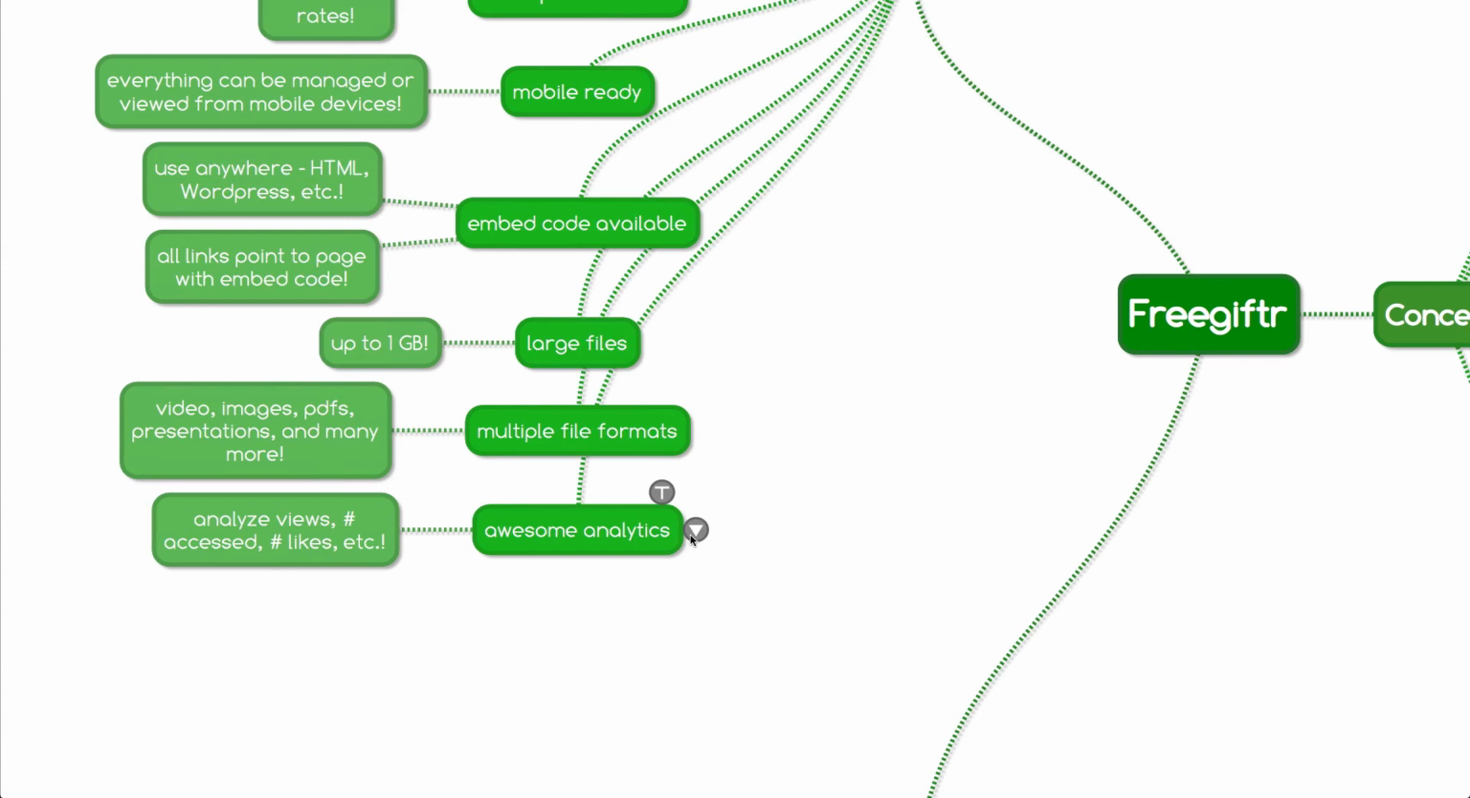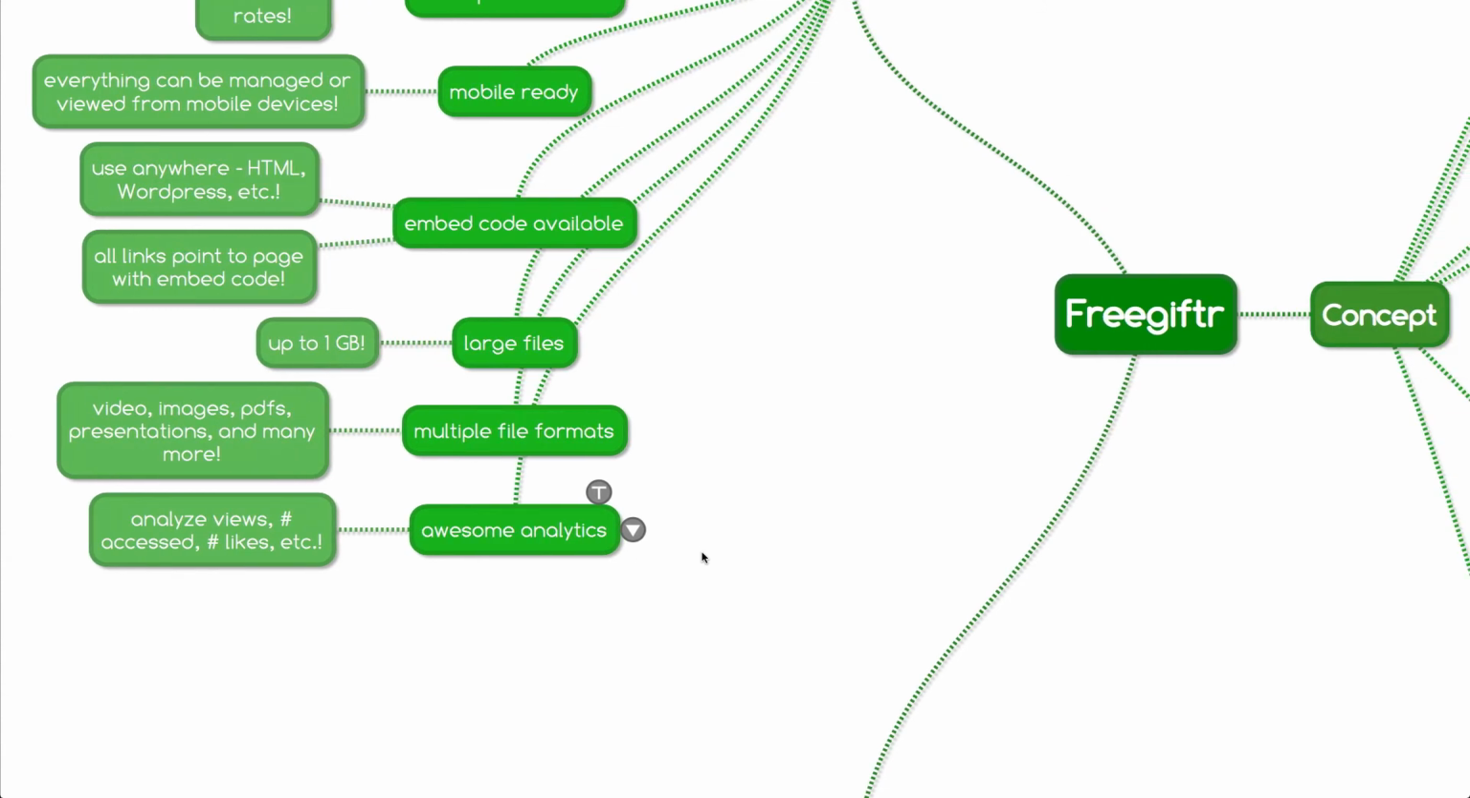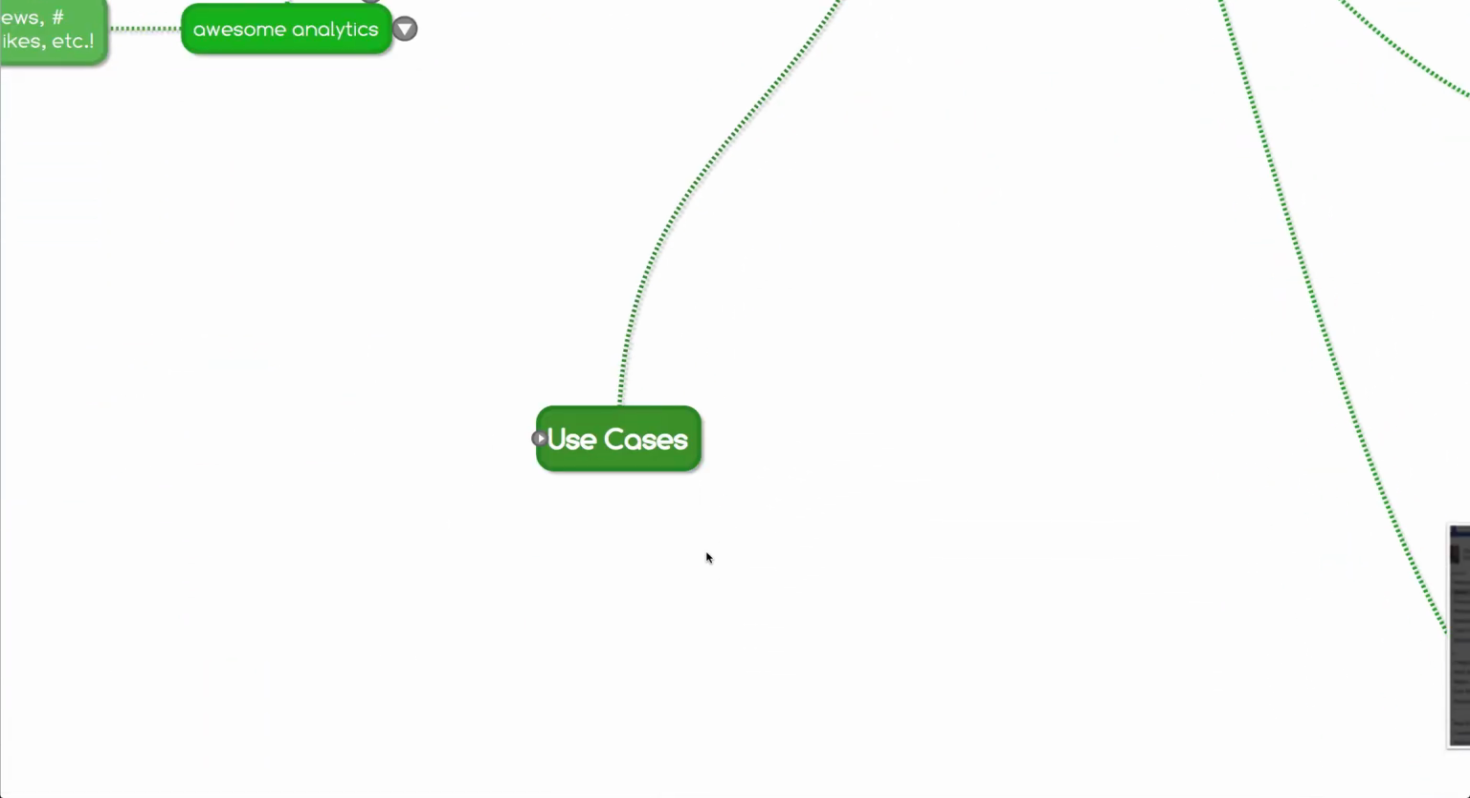And what's really cool about it is that it's all unique views. So if someone views your free gift 10 times, well, we only count that as one because it's one person. So we actually count IP addresses. So that's important. So the analytics are going to really tell you and give you a way to analyze all of your information. But finally, let's talk about use cases.